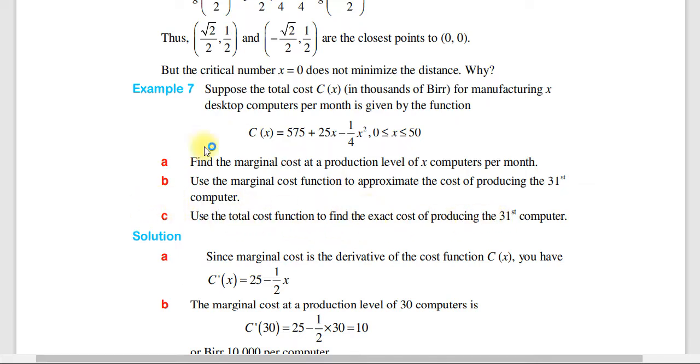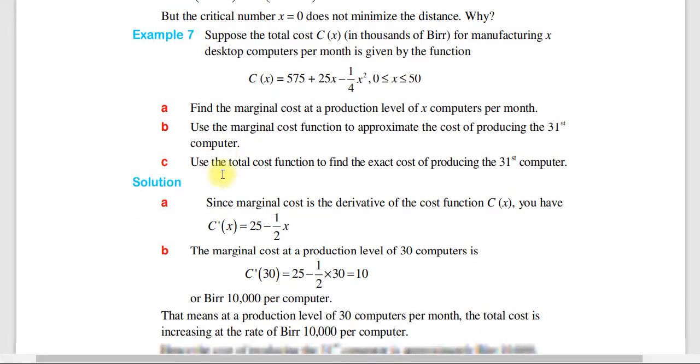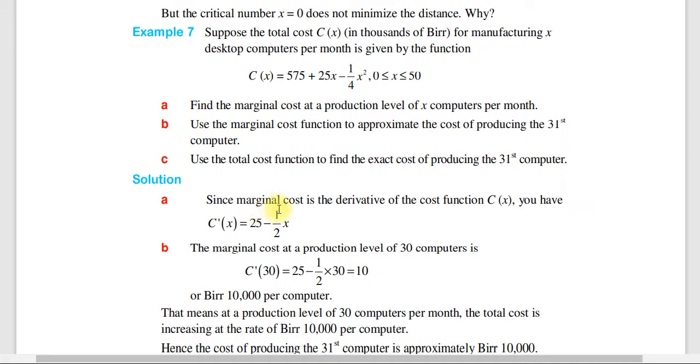These are the three questions in this example. So coming to the solution, since marginal cost is the derivative of a cost function C of x, we have C prime at x equal to 25 minus 1 over 2 x.